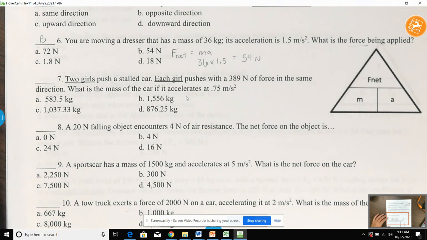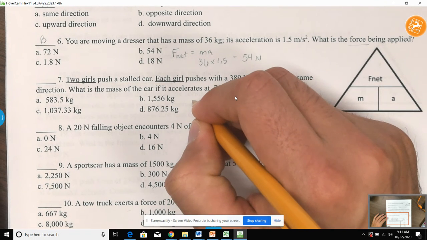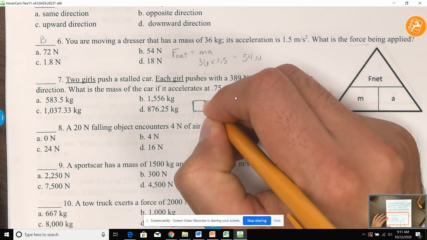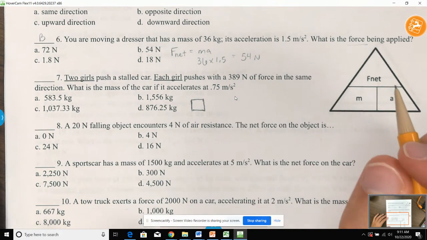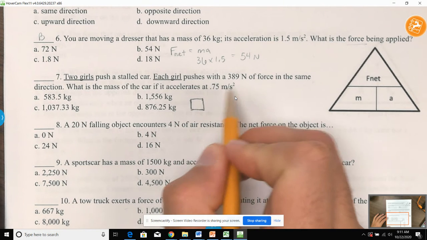Number 7. 2 girls push a stalled car. Each girl pushes with 389 newtons of force in the same direction. What is the mass of the car if it accelerates at this? So for this, I would just draw a quick free body diagram. I'm just going to draw a box, and I'm just going to talk about the forces that they tell us about. So 389 newtons of force.